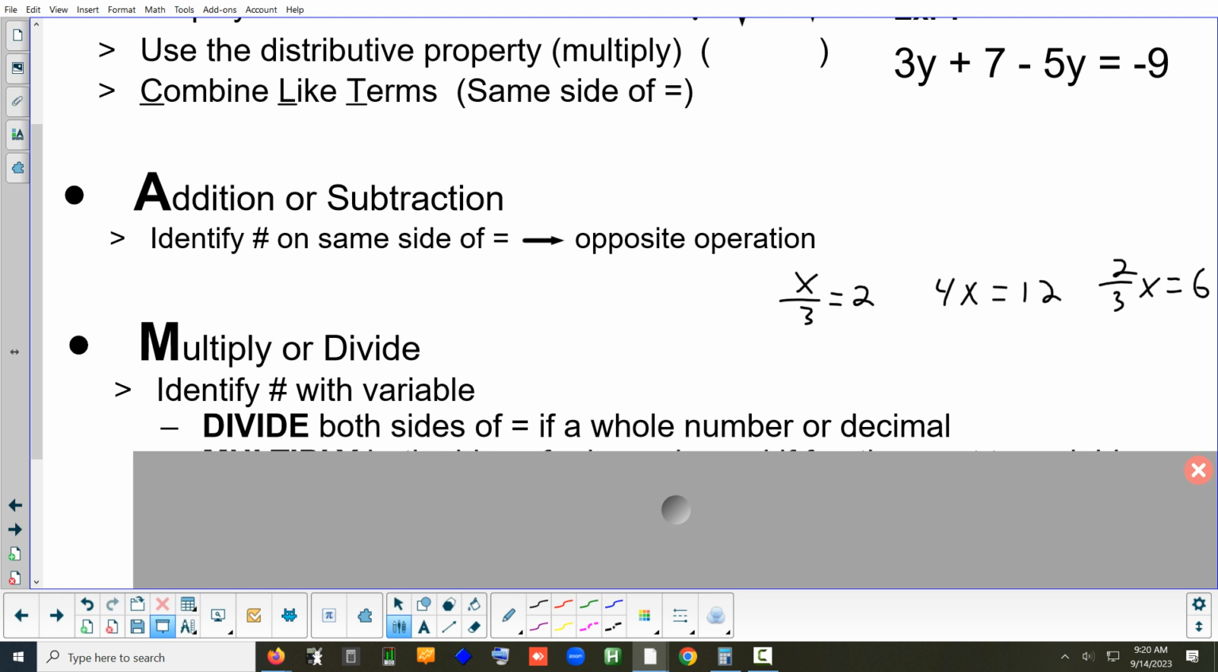The first one, that's that one. If you have a whole number or a decimal attached to the letter, like a 4, that's a whole number, that's not a decimal. You divide each side by the number that's attached. So in this case, if I wanted to solve 4x equals 12, I would divide each side by 4. Divide each side by 4.